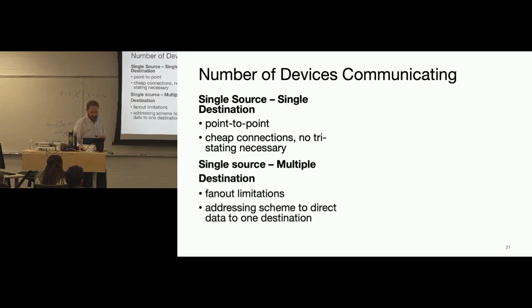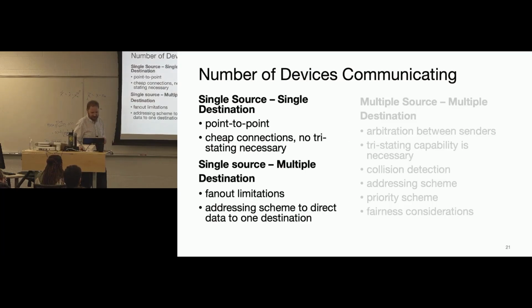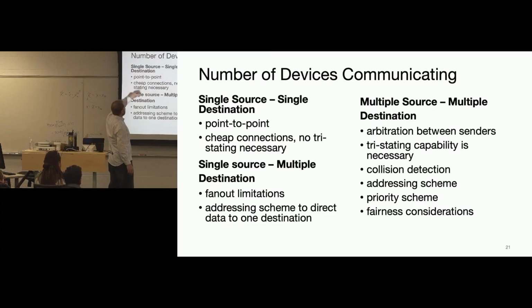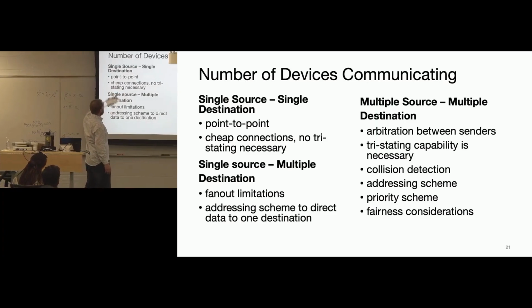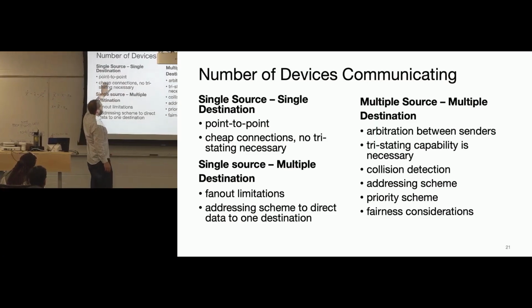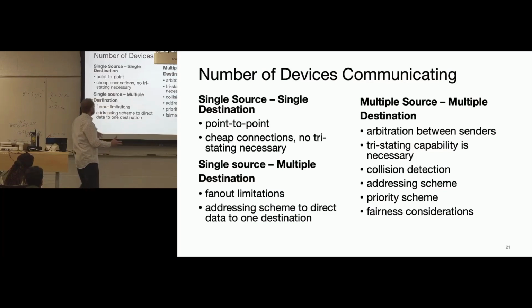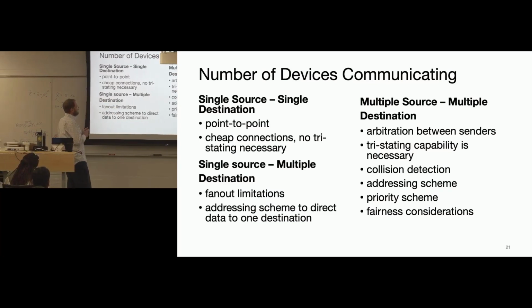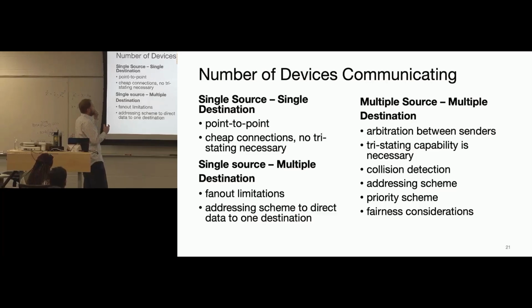Okay. So device-to-device communication. You can either have a single source and single destination, so point-to-point. This is typically the cheapest because you don't need any arbitration or tri-states in order to select between different things. So this is just a preferred one. UART is often like this methodology.